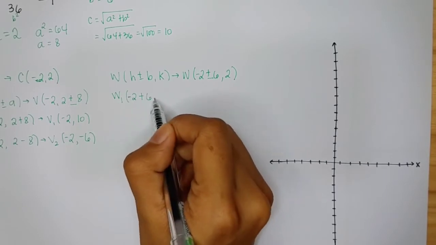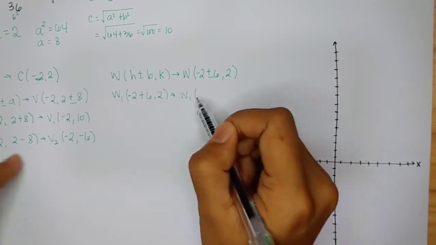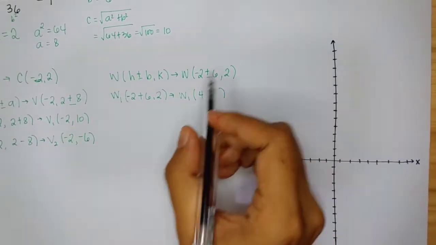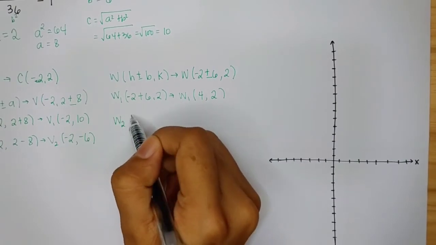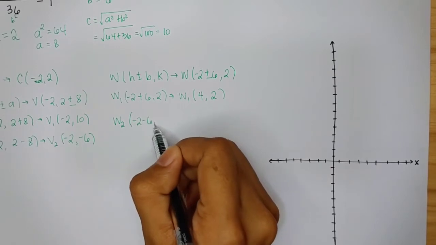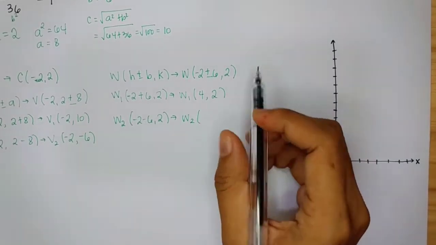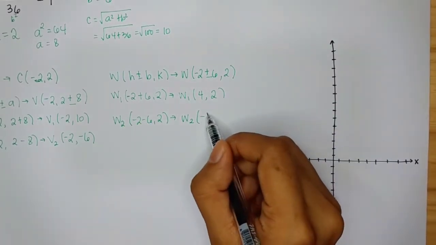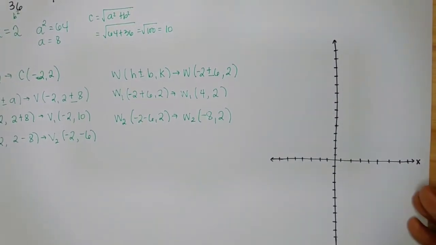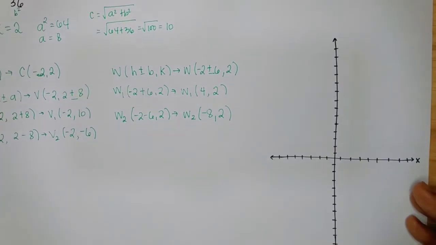Negative 2 plus 6, we have 2, comma 2. W1 is negative 2 plus 6, that is 4, comma 2. Okay, how about our W2 or our co-vertex 2? So, we have negative 2 minus 6, comma 2. So, this will be co-vertex 2, negative 2 minus 6, that is negative 8. Then, we have, comma 2. So, meron na tayong center, meron na tayong vertex 1, vertex 2, co-vertex 1, and co-vertex 2.